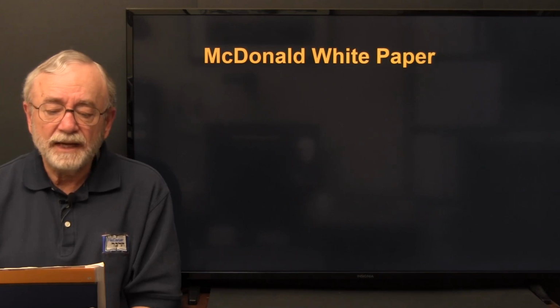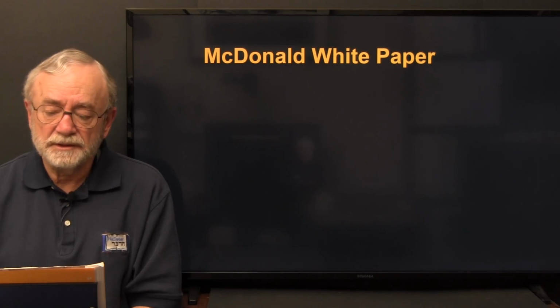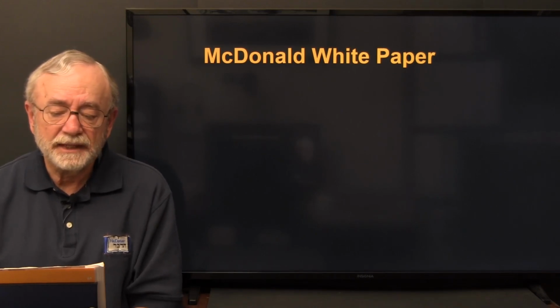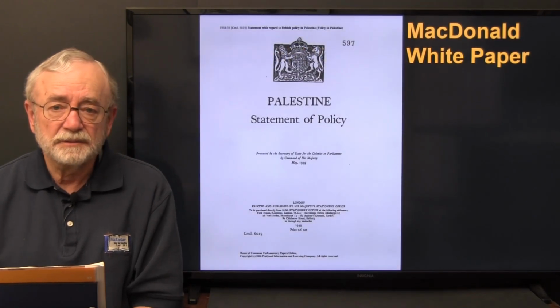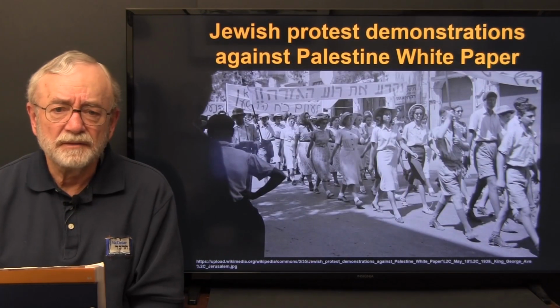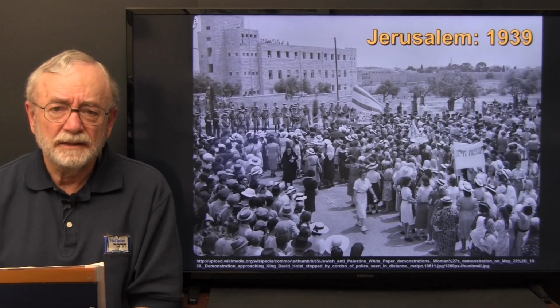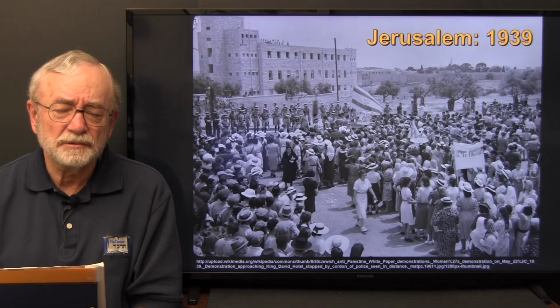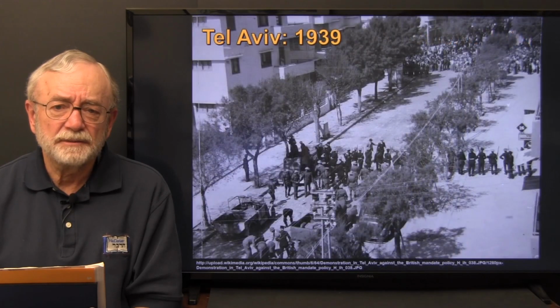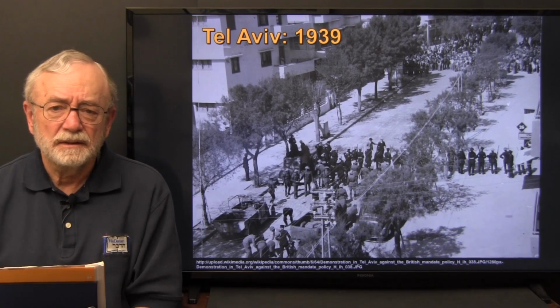Now, on May 18th, the day after the White Paper was issued, the Jews of Palestine conducted demonstrations throughout the country, furiously denouncing the White Paper in synagogues and in public meetings. And here is the MacDonald White Paper. This is the cover of that document. And here's one of the protest demonstrations. This is taking place in Jerusalem. And this may be the same demonstration. This is in Jerusalem as well. And here's a demonstration that took place in Tel Aviv. You can see the demonstrators on the upper right corner of the picture there, and the police, to maintain order, down across the middle of the street there.